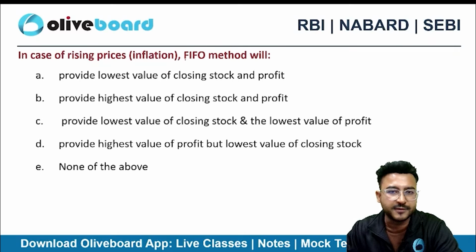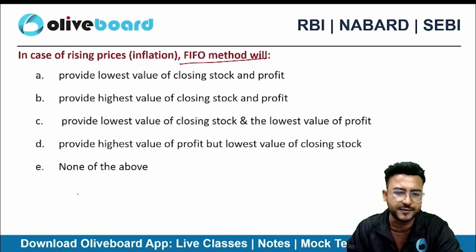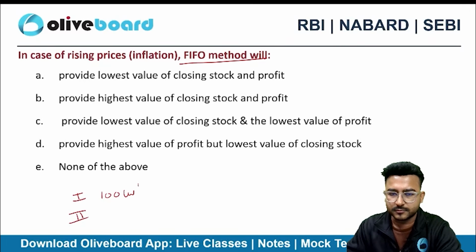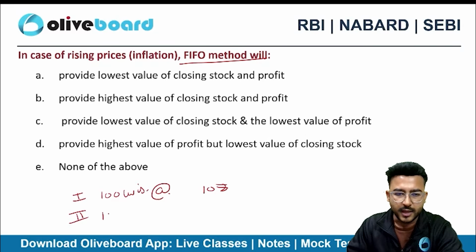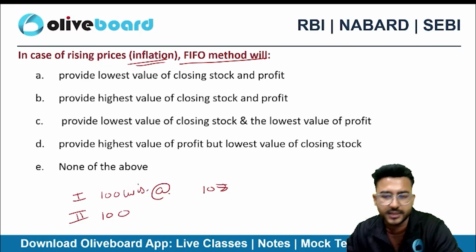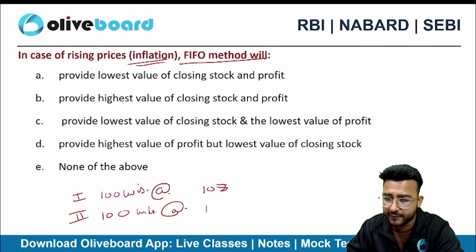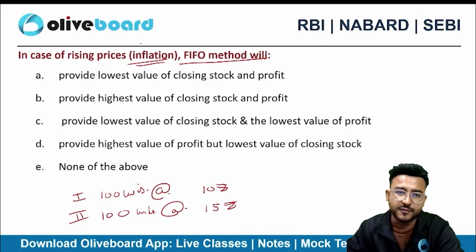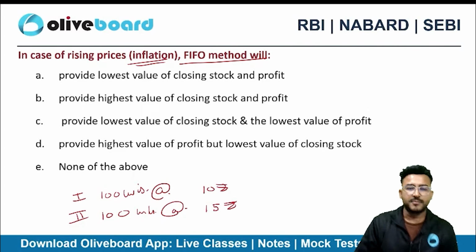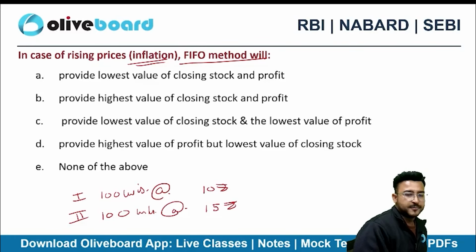This is first in, first out. So what is happening in first in, first out? Let's suppose I'm buying 2 lots. 100 units I bought at 10 rupees. And because there is high inflation in the market, I again bought 100 units in the second lot. But this time I bought it for 15 rupees because of high inflation in the market.